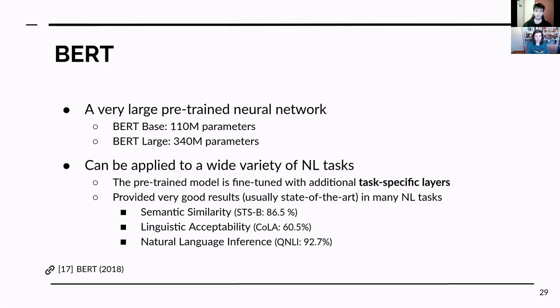So let's take a look at BERT now. BERT is essentially a very large pre-trained neural network. The base model has 110 million parameters, but there are even larger variations. And it can be applied on a very wide variety of natural language tasks by adding a few task-specific layers that process BERT's outputs. And in the paper that it was introduced, the authors showed that it can achieve state-of-the-art results in many natural language tasks.